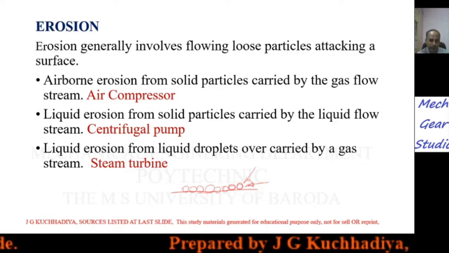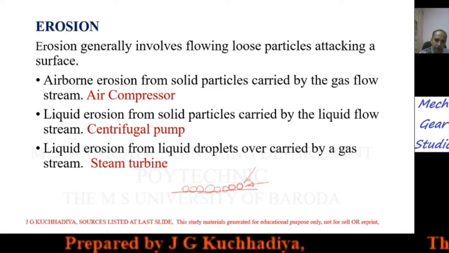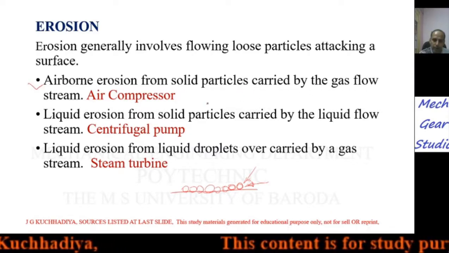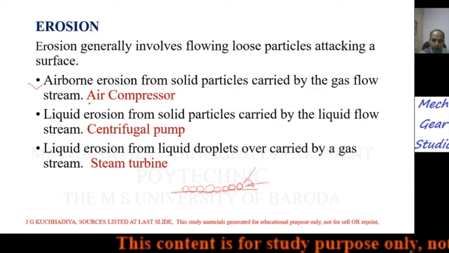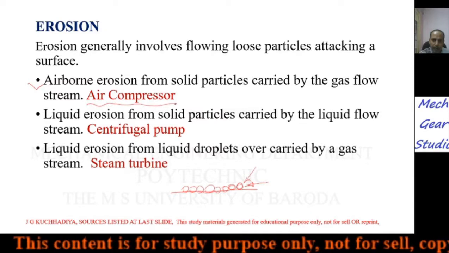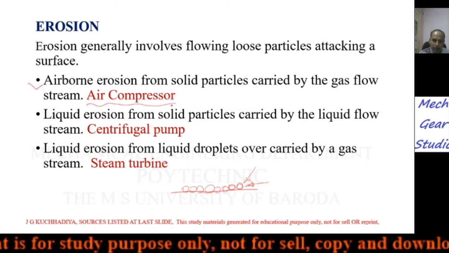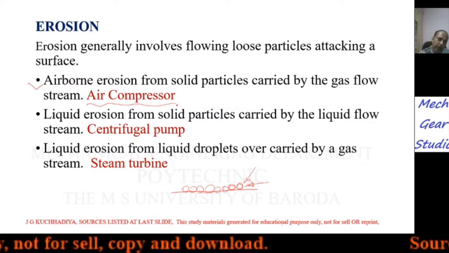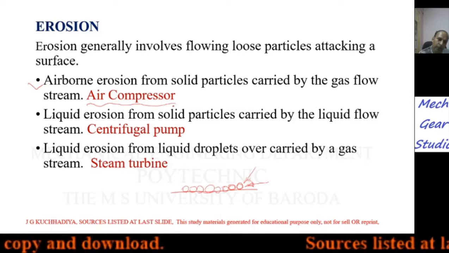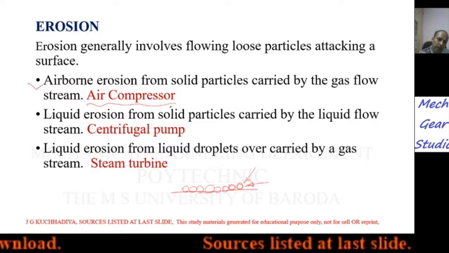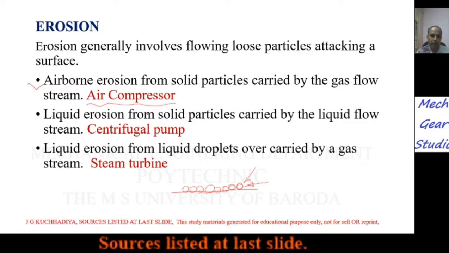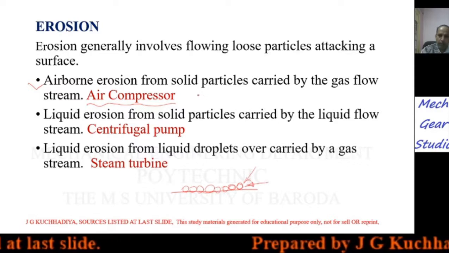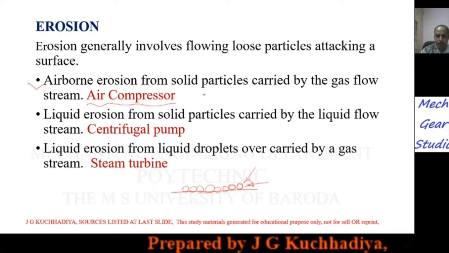Erosion takes place in three ways. One is airborne erosion, from solid particles carried by the gas flow. The example is the air compressor. An air compressor handles air from suction and supplies it to a receiver or some application at high pressure. So in an air compressor, the suction line, supply line or receiver are all subjected to this type of erosion, airborne erosion, in which solid particles are always present.